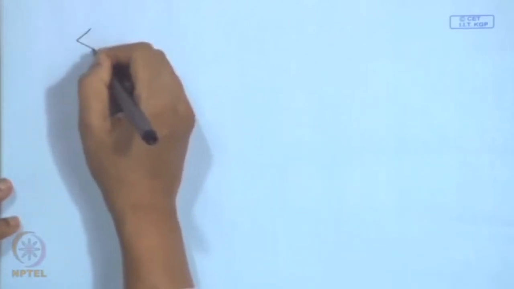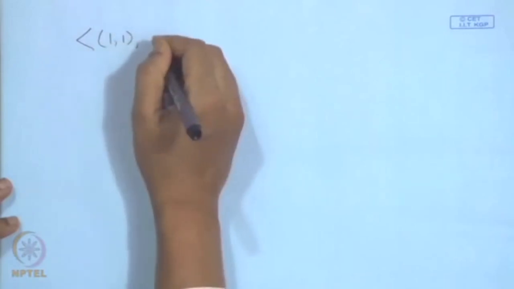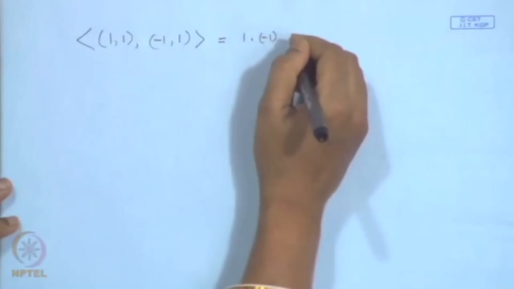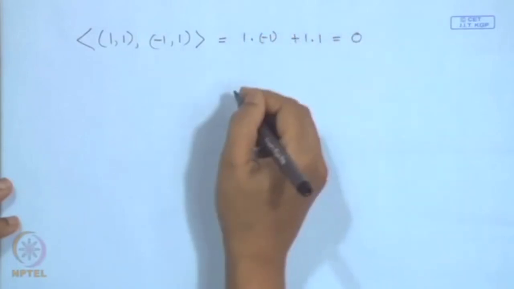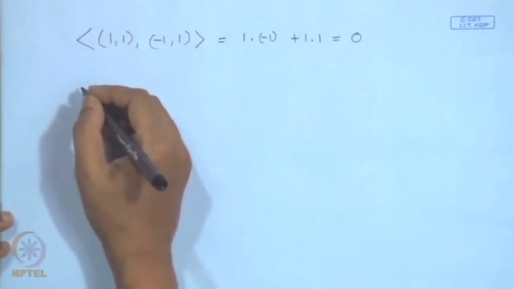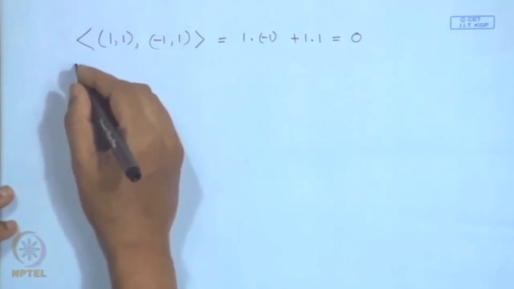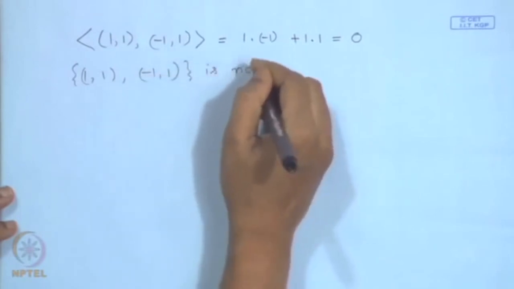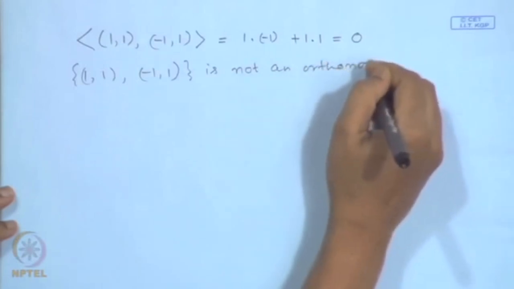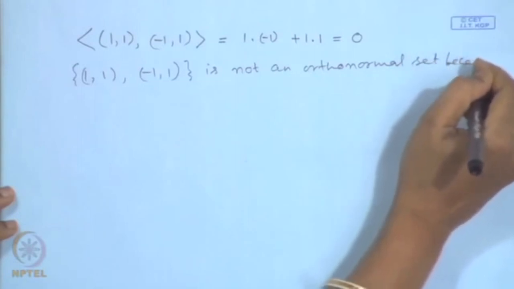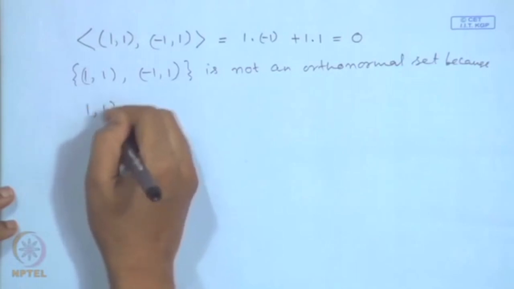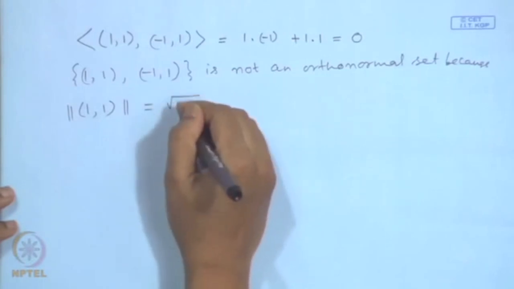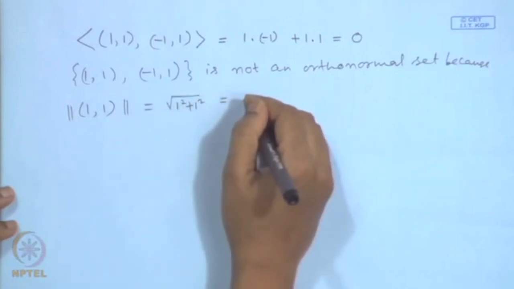Take the inner product of these two vectors (1, 1) and (-1, 1). We get 1 into -1 plus 1 into 1, and that is equal to 0. So this implies that these two vectors are orthogonal. But this set is not an orthonormal set, because the norm of the vector (1, 1) is the positive square root of the inner product of this vector with itself, and that is equal to square root of 2.